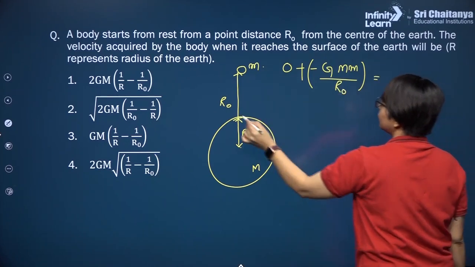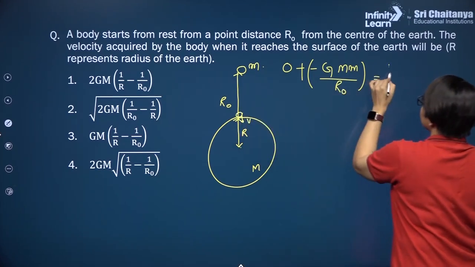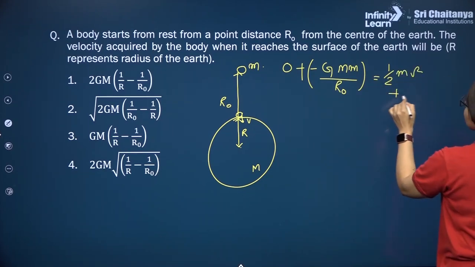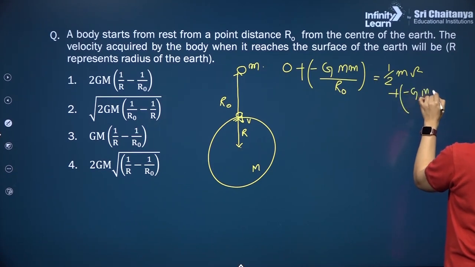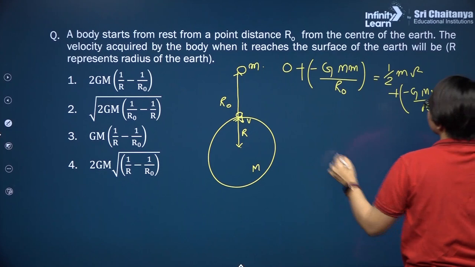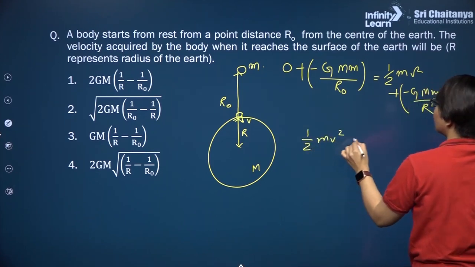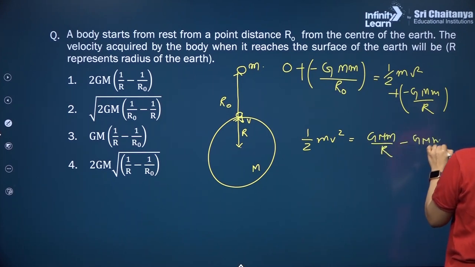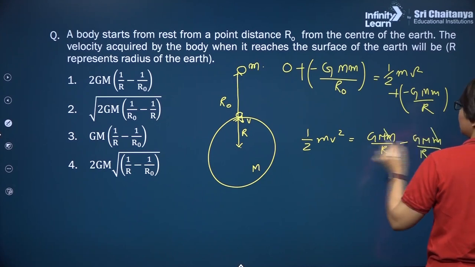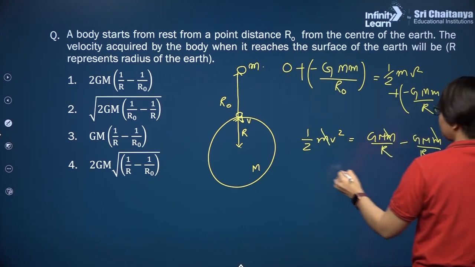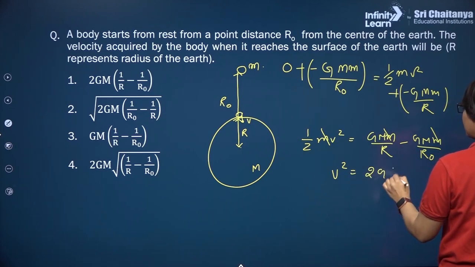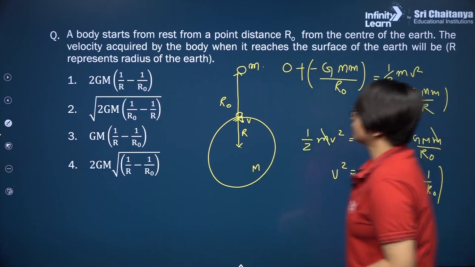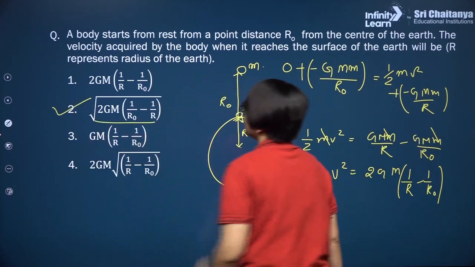When the body is on the surface, let's say its velocity is v, so its kinetic energy is half mv square plus potential energy is minus GMm divided by r. So you will get half mv square is equal to GMm divided by r minus GMm divided by r naught. Mm cancels, and you will get v square as 2GM into 1 upon r minus 1 upon r naught, and after solving this you will get the value of velocity as this much.